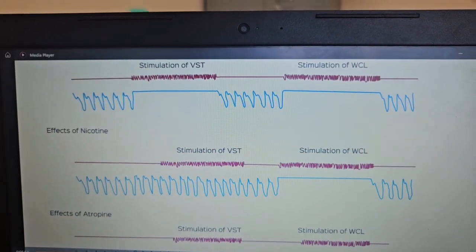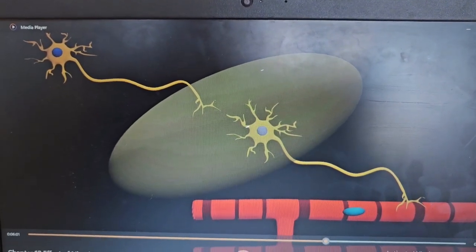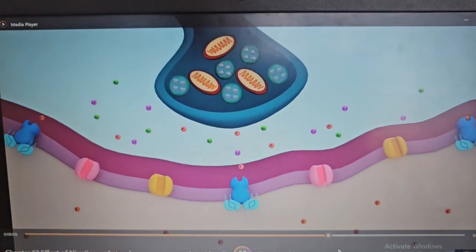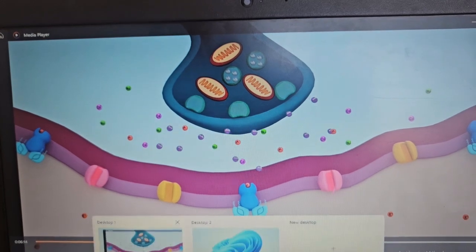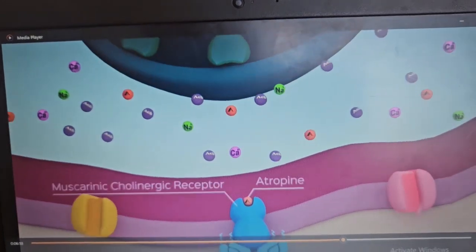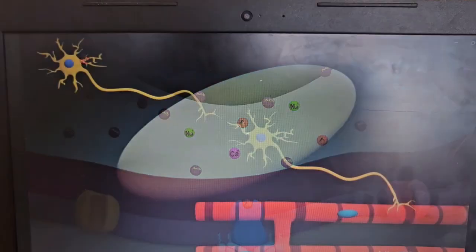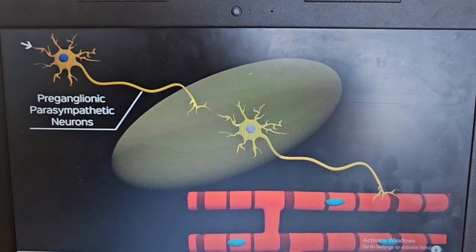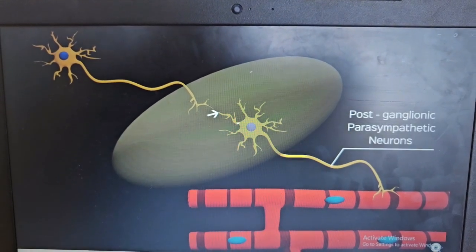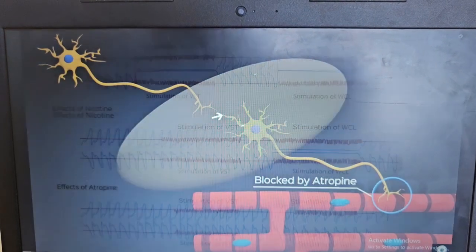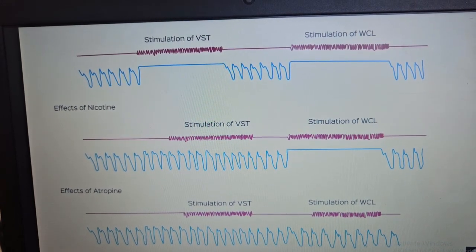Now let's see what happens to the neurons in the presence of atropine. Atropine blocks the muscarinic receptors of the heart muscle cells. Thus, stimulating either the preganglionic or postganglionic cells produces no effect on the heart muscles. Thus, the cardiogram remains unaffected by stimulation of the vagosympathetic trunk or the white concentric line.